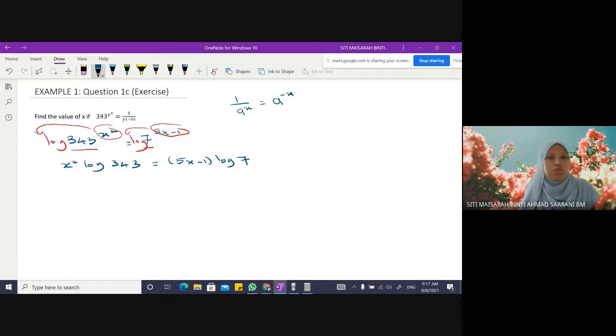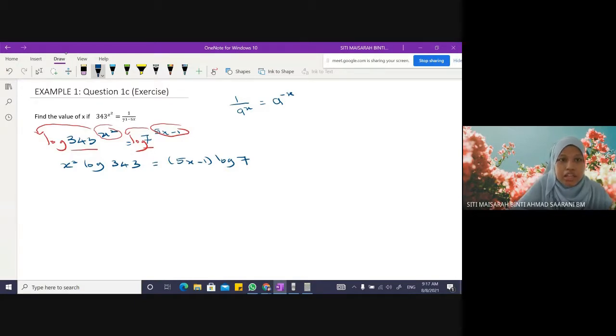We need to rearrange. On the left hand side we put the x term, and on the right hand side we put the log term. So this one is x squared multiplied by log 343. On the right hand side, this is 5x minus 1 multiplied by log 7.